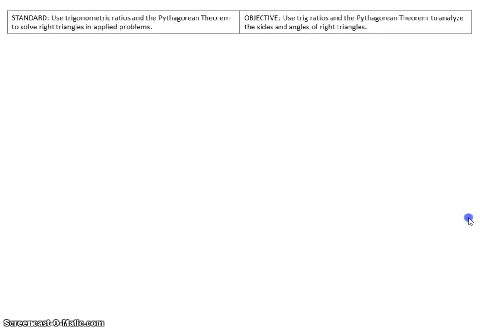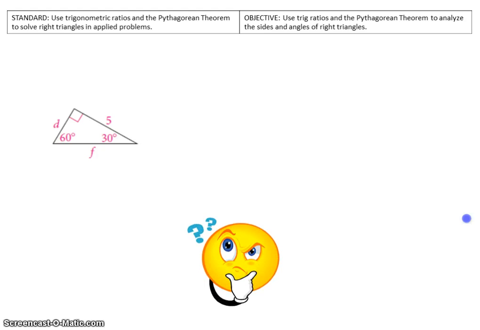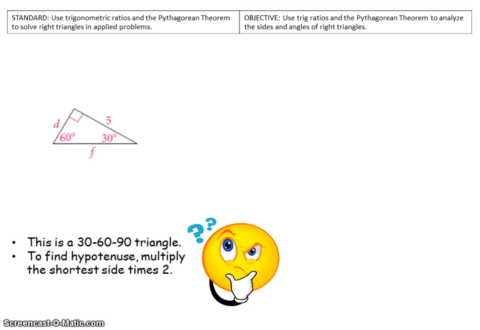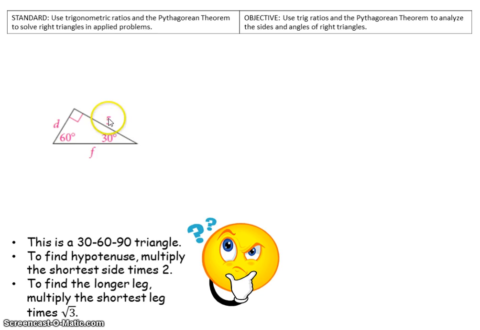What does this look like? Again, these are not anywhere in your book. These are just some I pulled out here. So what do we know about this? Well, it is a 30-60-90 triangle. So therefore, to find the hypotenuse, we multiply the shortest side times 2. To find the longer leg, we multiply the shortest leg times radical 3. So this right here is going to be the longer leg.